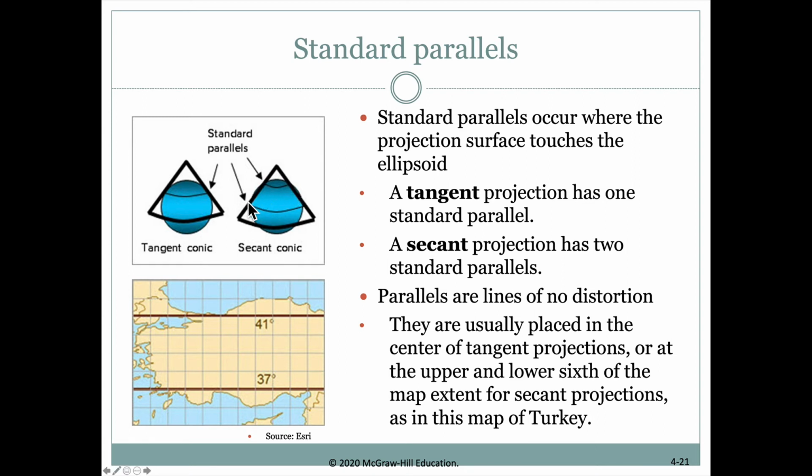In this case here, we have two lines of standard parallel because it's a secant case. And if we looked at what that looked like on a map, we might see something that looks like this. This is not a conic map projection, but a cylindrical one, but the same sort of idea. We're going to have two lines cutting through the map, and along these lines there's going to be no distortion.